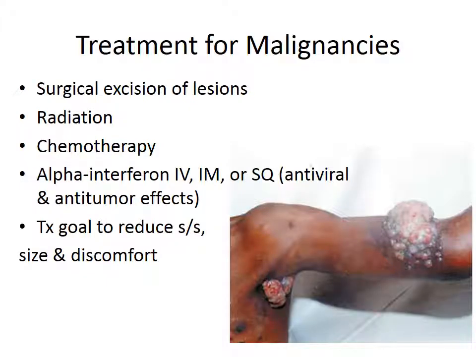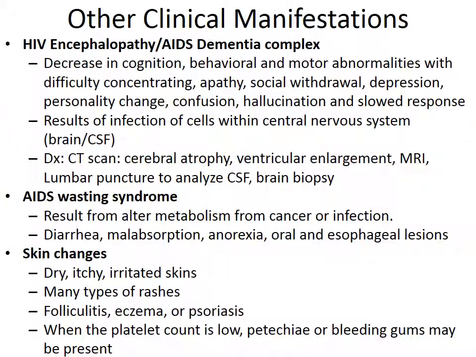Treatment for malignancies includes surgical excision of the lesions, radiation, chemotherapy, alpha interferon IV, IM, or sub-Q, which has antiviral and anti-tumor effects, and the treatment goal is to reduce the signs and symptoms and size and discomfort of the tumors.